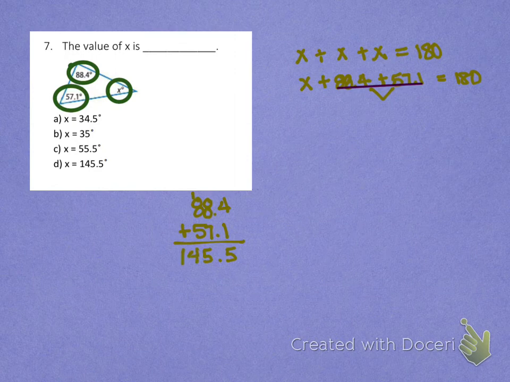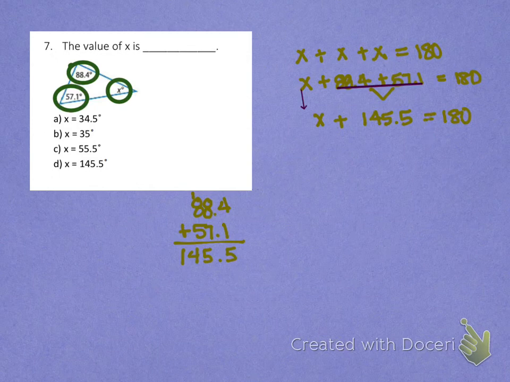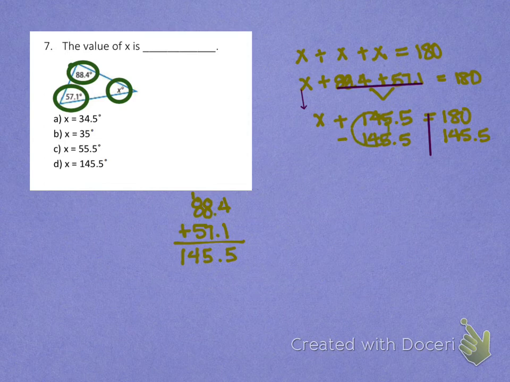Okay, so let's bring down our x. x plus 145.5 equals 180. Okay, this is a one-step equation, so what am I doing now? I'm drawing a line down my equal sign, and then I'm doing inverse operation, which means to subtract 145.5 from both sides. This zeroes out. We're bringing x down.